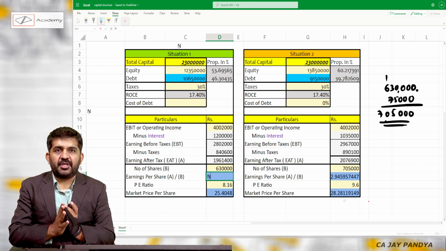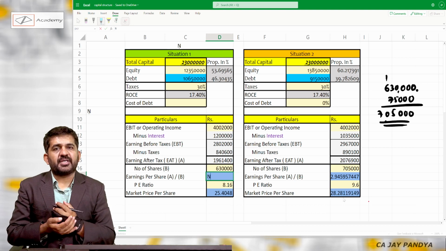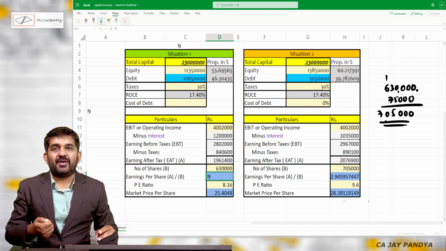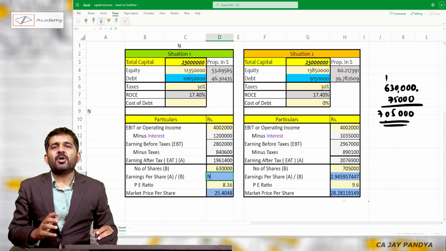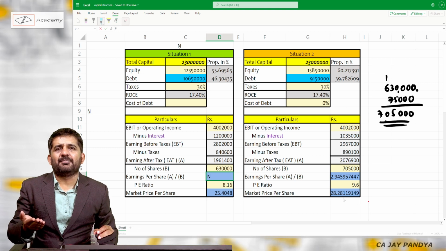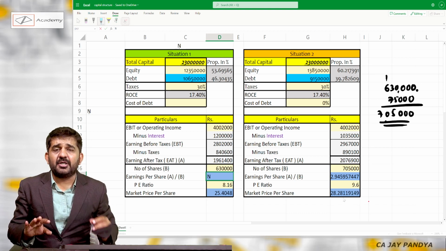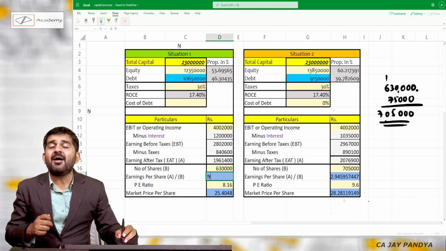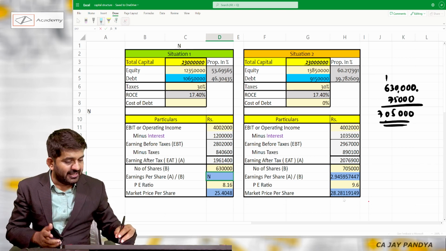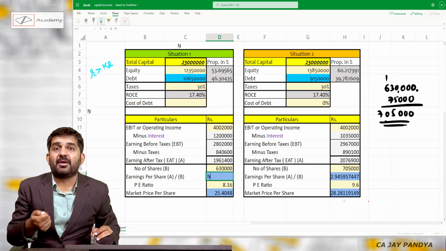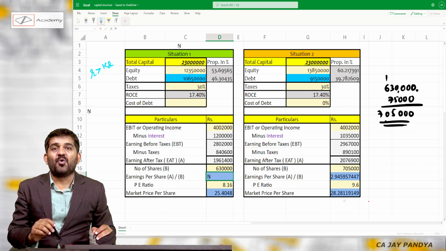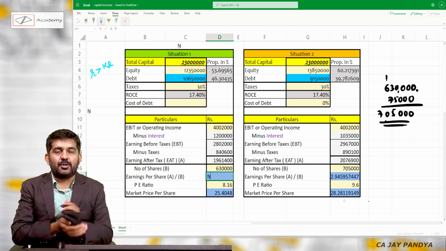We all know trading on equity. As we increase the debt proportion in our capital structure, the company's EPS should increase. If R is greater than KD, what is R? It is 17.40. Sir, what is the cost of debt? Cost of debt is 11%, 12%, 15%, 10%, whatever it is. But R in any case is greater than KD. So there is a favorable leverage, and so you should go for a risky plan.